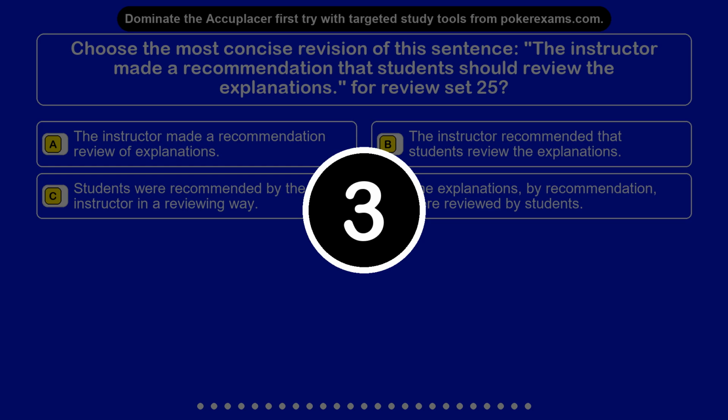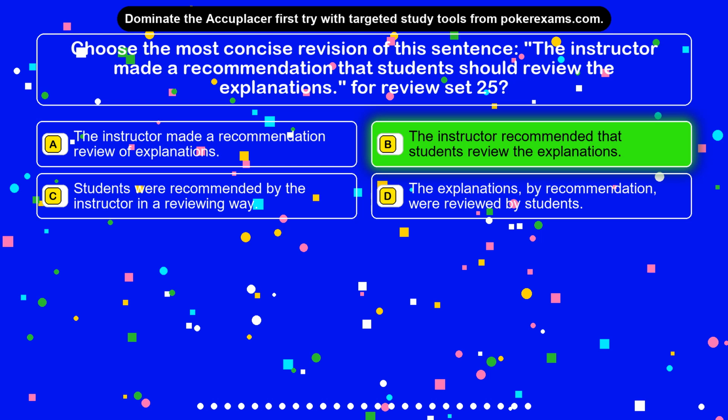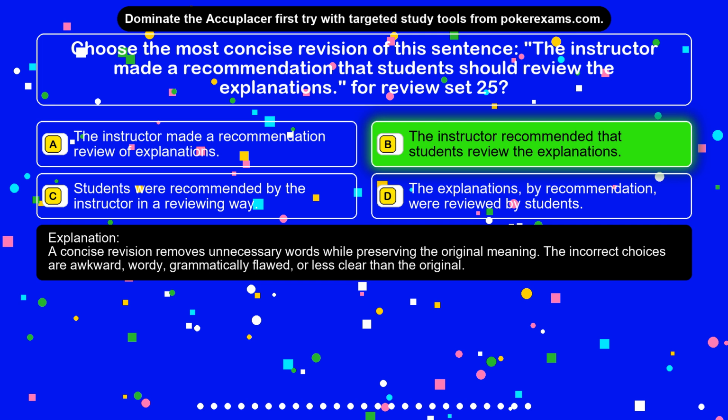The correct answer is option B. The instructor recommended that students review the explanations. A concise revision removes unnecessary words while preserving the original meaning. The incorrect choices are awkward, wordy, grammatically flawed, or less clear than the original.